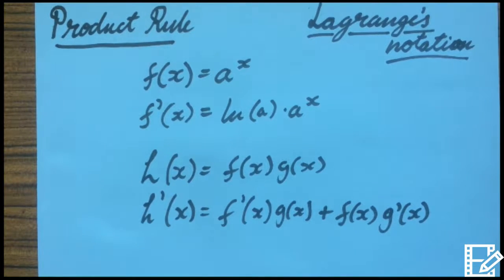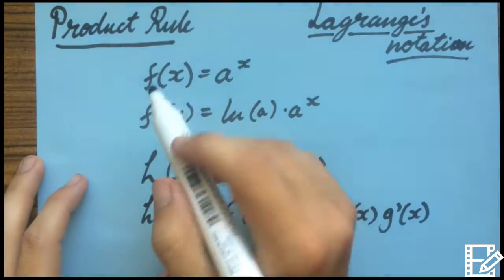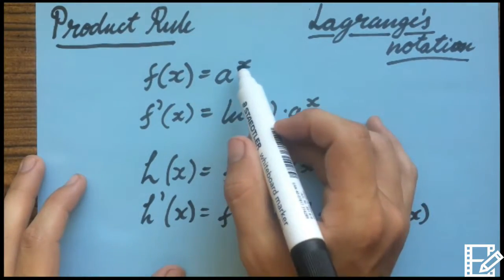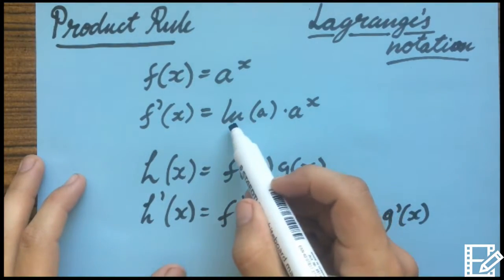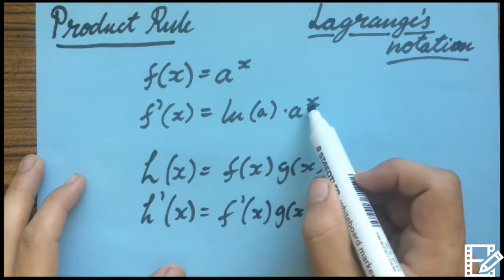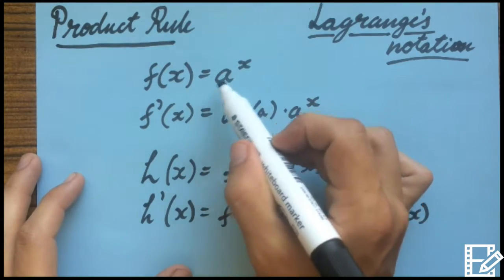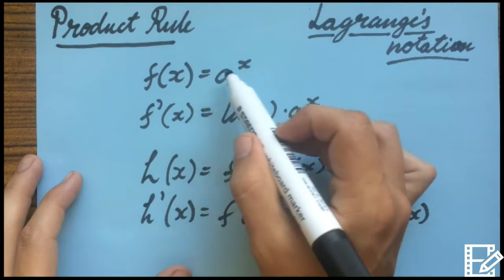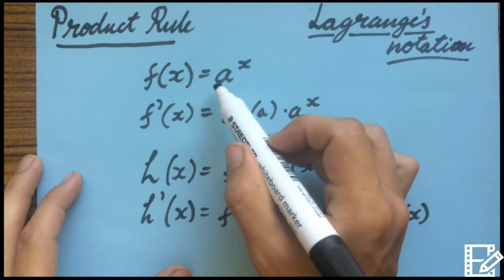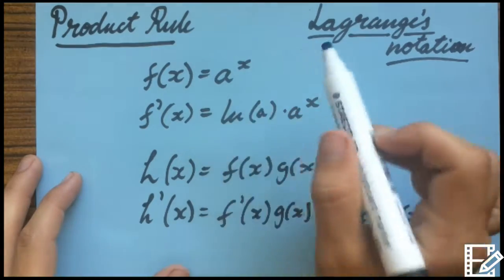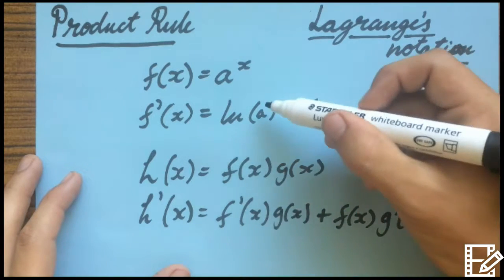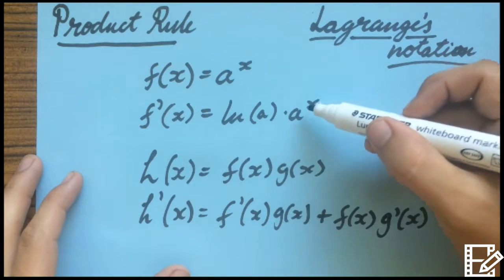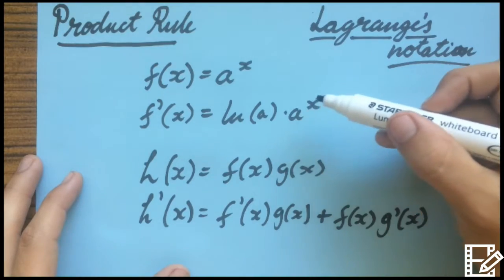Derivatives with exponentials, product rule, Lagrange's notation. So here we have a to the power of x. That's our function. When we go to derive it, we end up with ln of a multiplied by a to the x. A is a real number, so a 7, a 10, a 13, whatever. And when you derive that, you get the natural logarithm of that number multiplied by that number to the power of x.